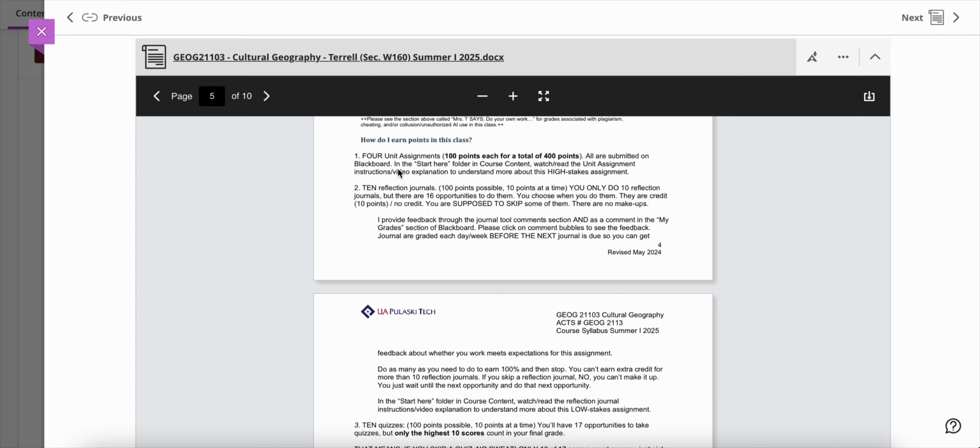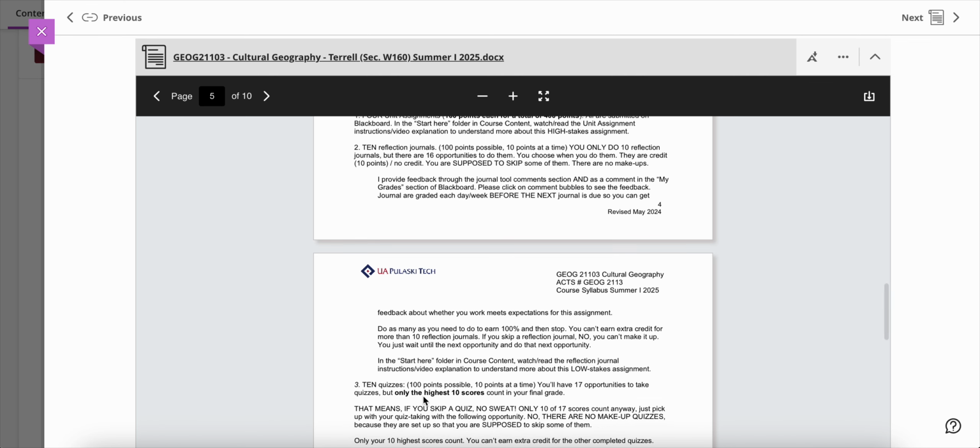And so actually, even though I start out with these 4 unit assignments, let me skip this and come back to it. Let me start with number 2 on the list and number 3, because those are the things that you're going to get slowly with each lesson folder. You've got 10 reflection journals that you're required to do. There are 16 opportunities, but you only have to do 10 of the 16. And so please read this section carefully on your syllabus.